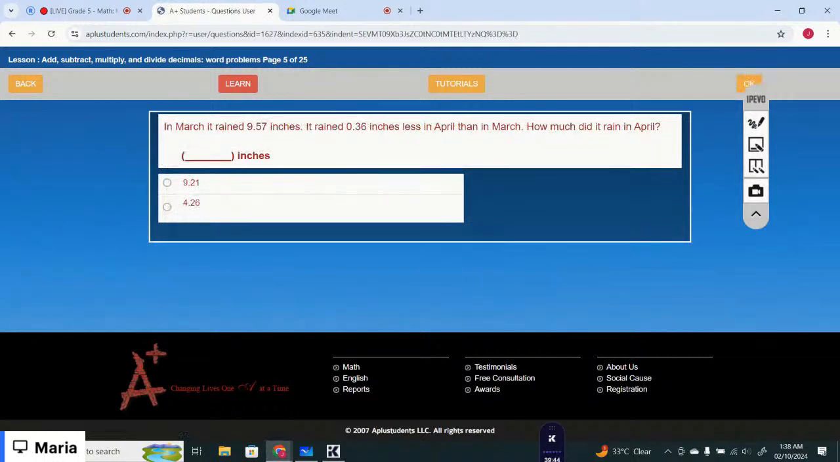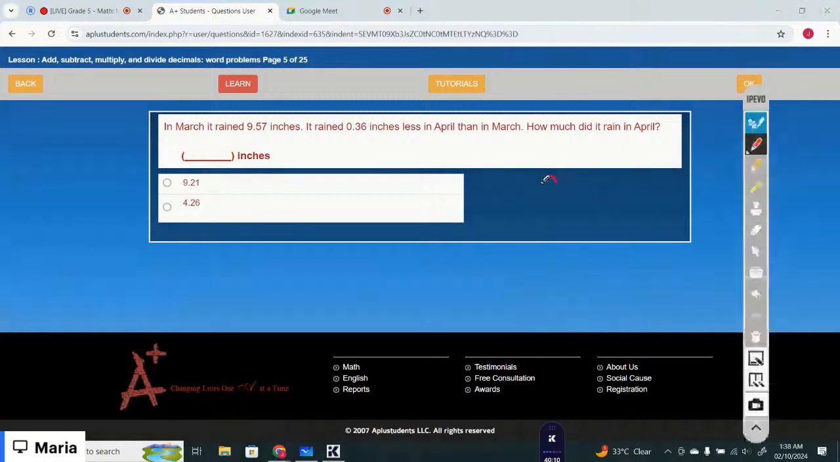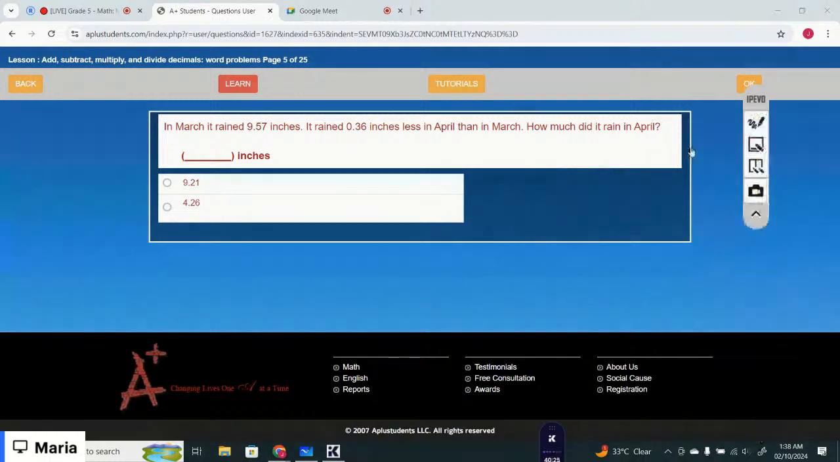In March it rained 9.57 inches. It rained 0.36 inches less in April than in March. How much did it rain in April? You have to calculate the rain in April, right? So how do you calculate? 9.57 in March, and in April that is 0.36 less. You have to subtract 0.36 from 9.57. Take away. That means that is 9.21. Got it? The correct number, one, that is 9.21.